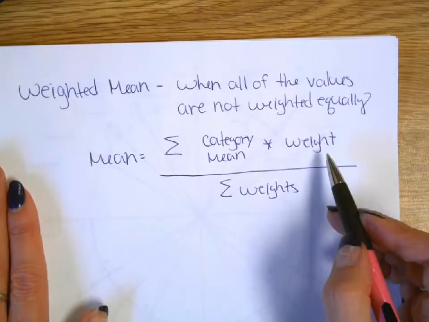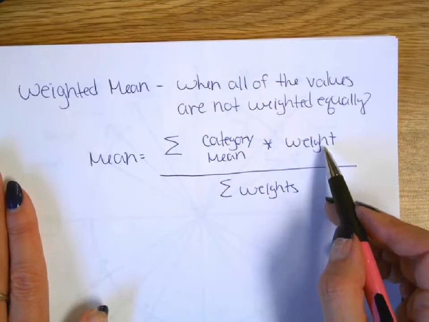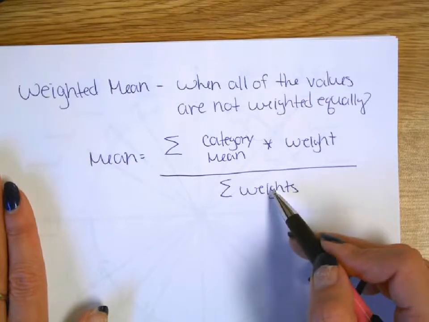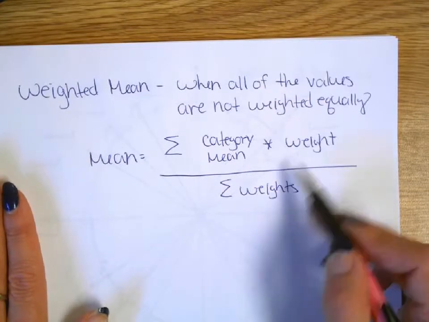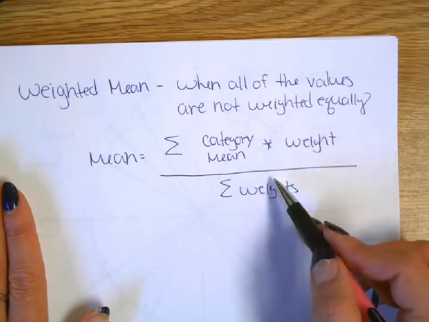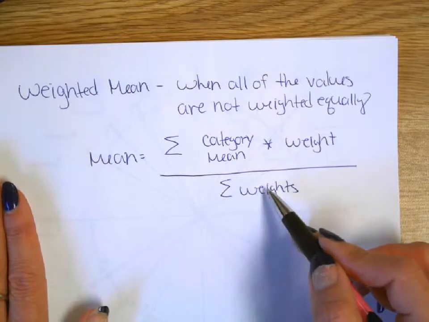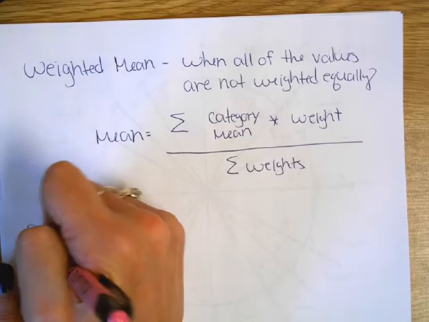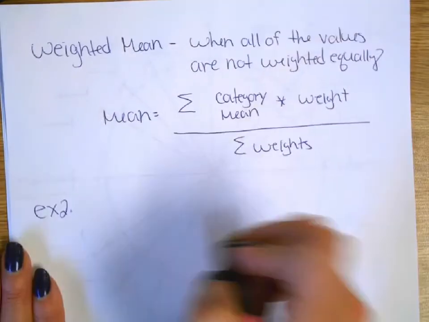And most people set it up where their weights add up to 100%. So when you sum up the weights, 100%, you're dividing by 1. It doesn't really come into play. It's not very often that people don't have their weights add up to 100%. So this bottom part most times isn't used. But let's go through a stats class example. Several examples of weighted mean.